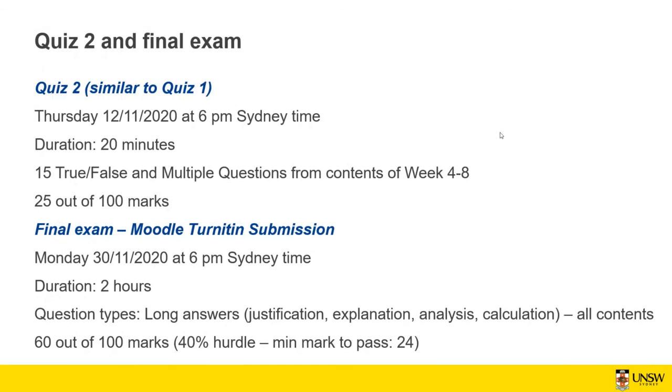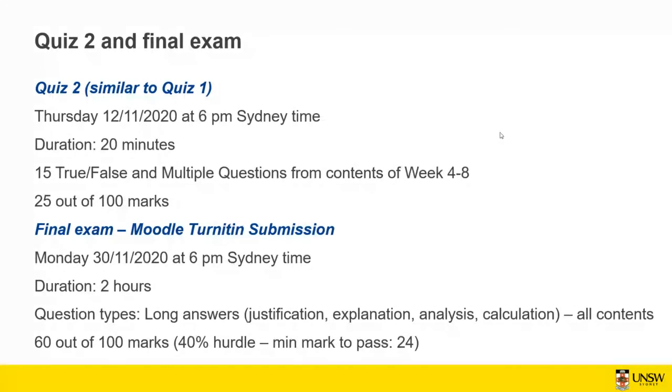And if you have a high amount of plagiarism in your work, then you will fail. The exam is going to be on Monday, 30th of November at 6 p.m. Sydney time. The duration is going to be 2 hours. The question types are going to be long answers, so justification, explanation, analysis, calculations, and it will assess all the contents of the lectures and workshops.